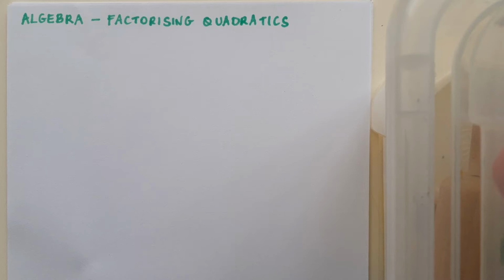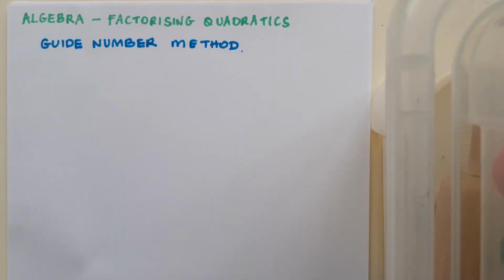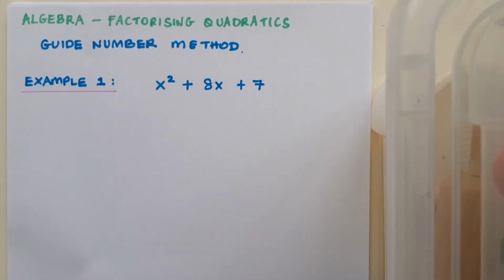This is an algebra video looking at factorising quadratics. We're going to factorise quadratics using the guide number method. Let's look at our first example. We want to factorise the quadratic x squared plus 8x plus 7.